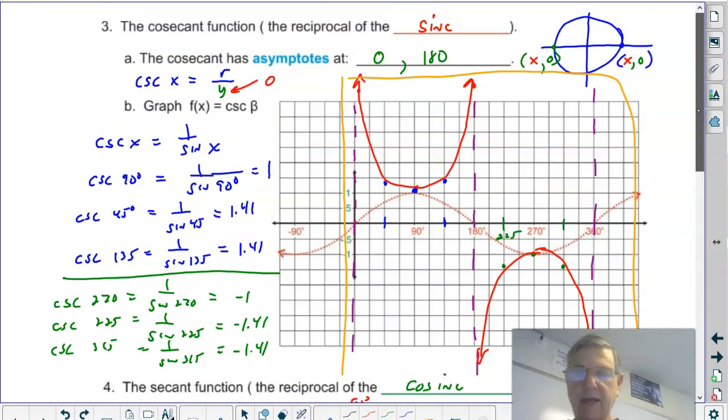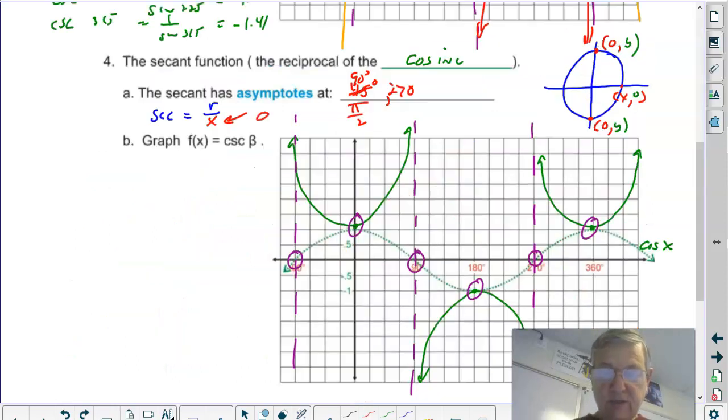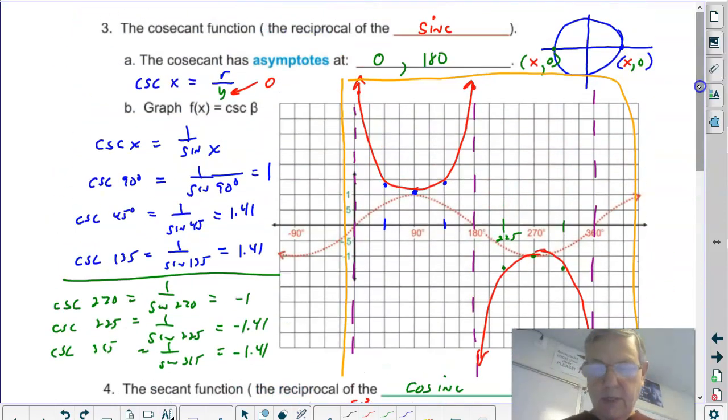How do you do the cosecant? Graph the corresponding sine. Again, put the asymptotes everywhere where the sine is 0. See where the sine is 0? Because, again, the cosecant is 1 over the sine, 1 over 0. So you get these asymptotes. Go to the crest, put a point, go up and up. Go to the trough, put a point, go down and down, etc., etc. This is how you graph the cosecant and the secant.